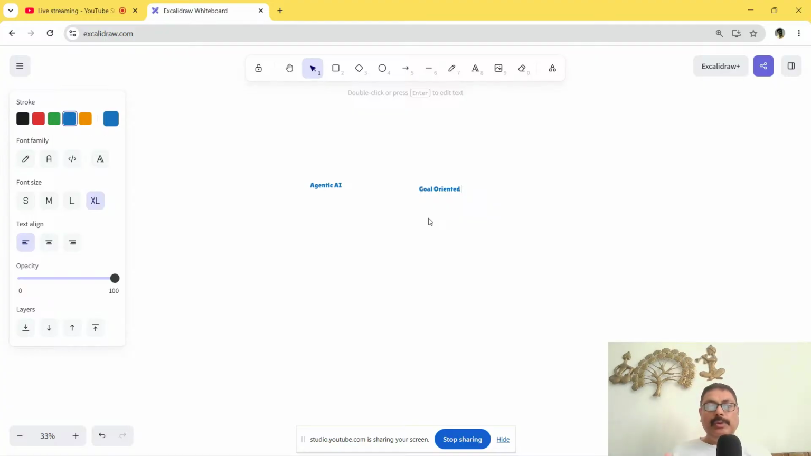It is no more just a response, like we are talking about ChatGPT. What happens in case of ChatGPT? We are asking for something, some information, and it is giving us the information. That's it, and the work is done. But agentic AI is goal oriented. It is not a question answering machine. It is goal oriented.